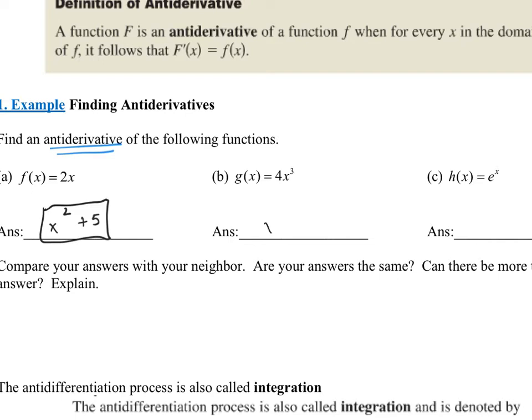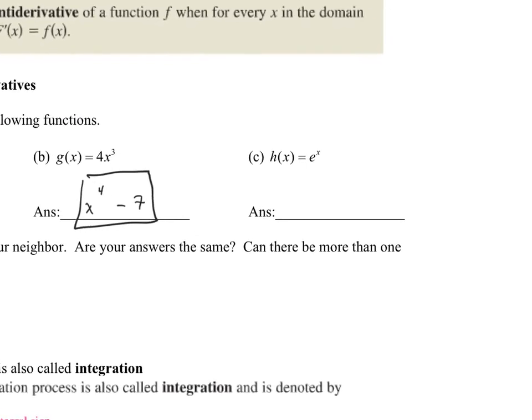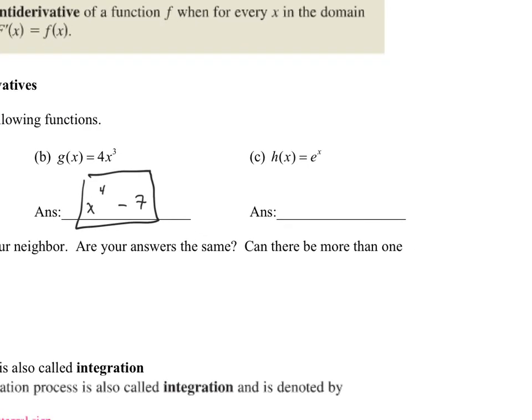Well, most of you are probably thinking of, hey, x to the fourth would work, because if I take the derivative of x to the fourth, I would get 4x cubed, but I'm going to try something different. How about x to the fourth minus 7? Again, the derivative of x to the fourth minus 7 is 4x cubed, so x to the fourth minus 7 is an antiderivative of 4x cubed. C is another example that we already talked about.